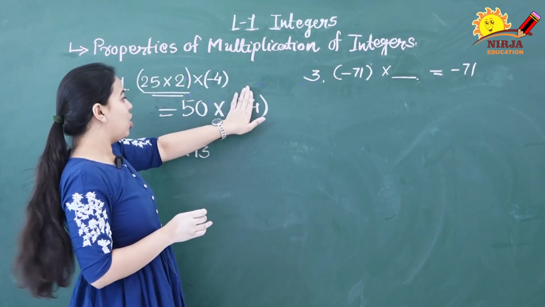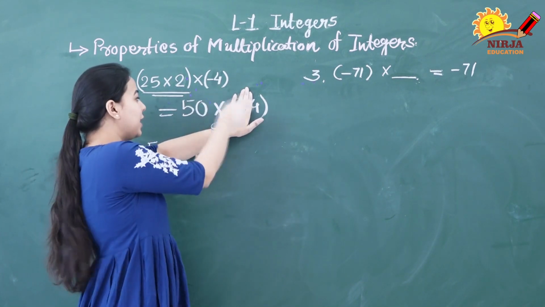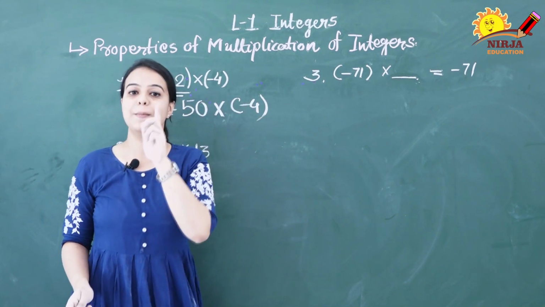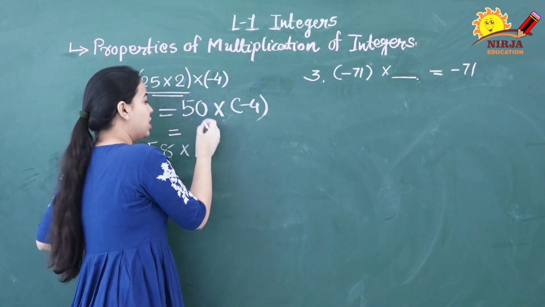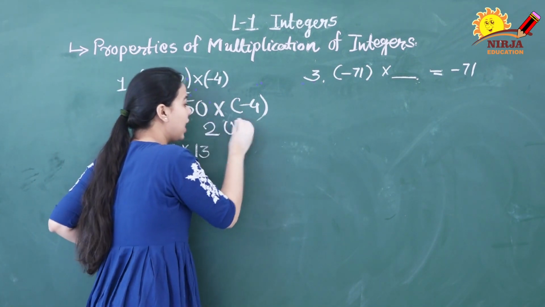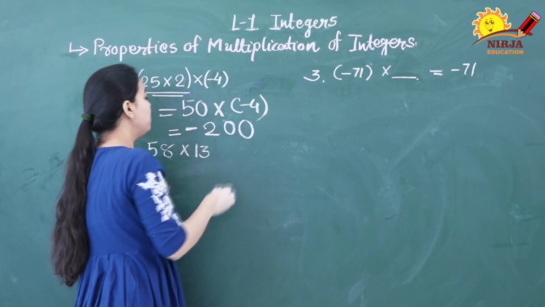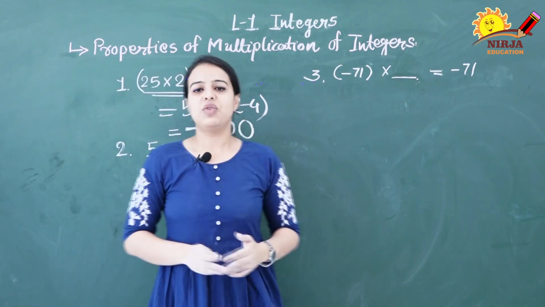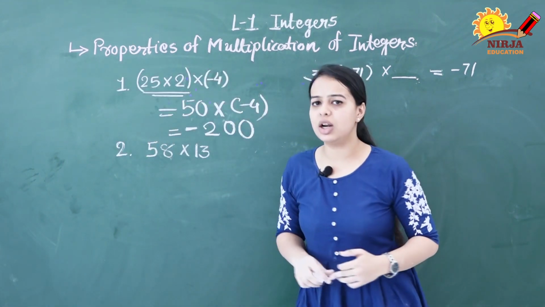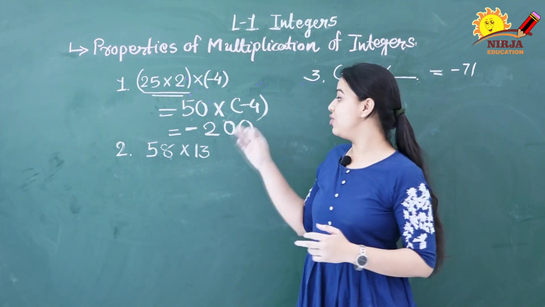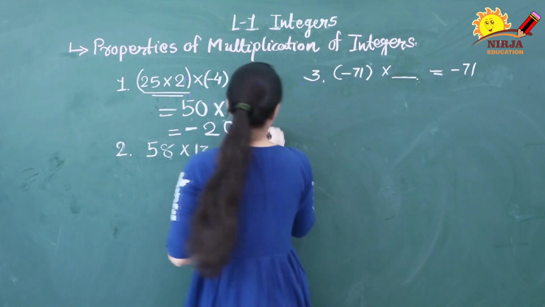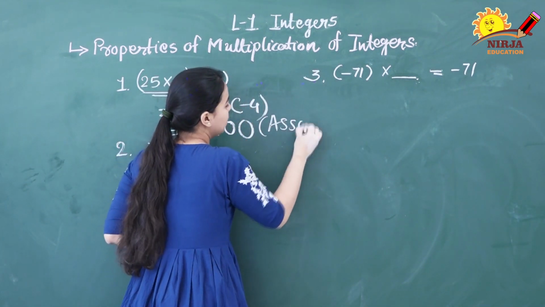We need to ignore the sign, then we need to multiply the numbers, and we need to add the minus sign in the answer. 50 multiplied by 4 is equal to 200, and if we add the minus sign, it will become minus 200. So which property of multiplication have we used over here? Yes, you are right. We have used associative property of multiplication.